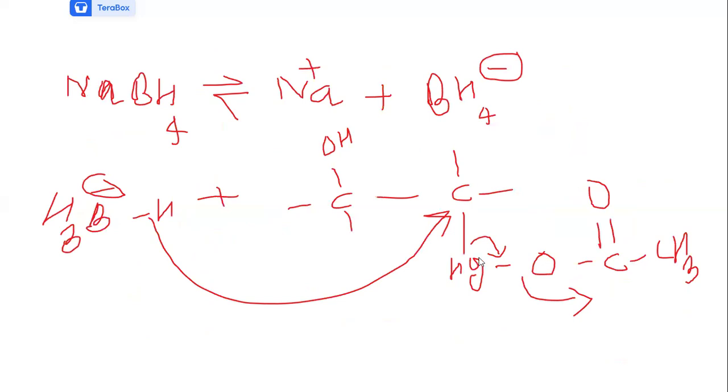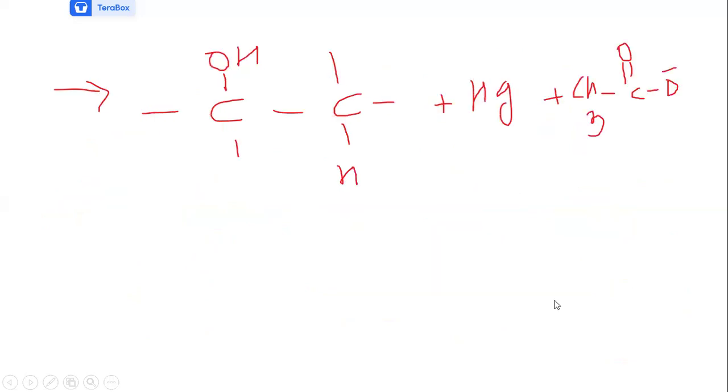And sodium tetrahydroborate is dissociated and BH4 minus is produced. It attacks this carbon and removes this part and forms the alcohol.